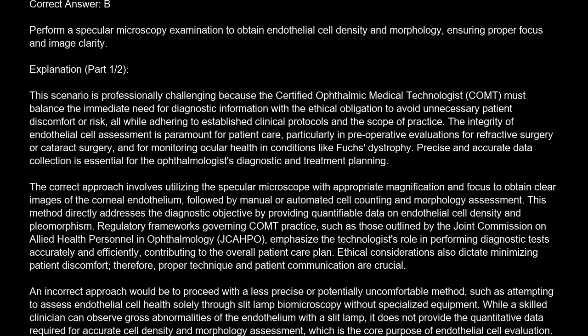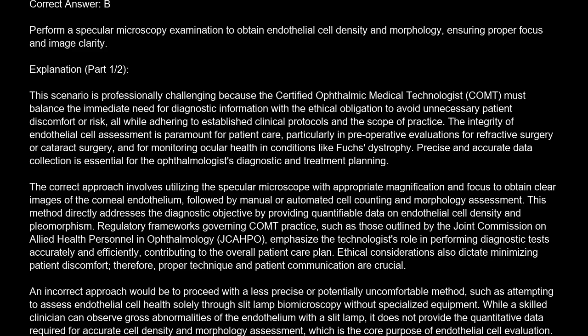Explanation. This scenario is professionally challenging because the Certified Ophthalmic Medical Technologist, COMT, must balance the immediate need for diagnostic information with the ethical obligation to avoid unnecessary patient discomfort or risk, all while adhering to established clinical protocols and the scope of practice. The integrity of endothelial cell assessment is paramount for patient care, particularly in preoperative evaluations for refractive surgery or cataract surgery, and for monitoring ocular health in conditions like Fuchs dystrophy.